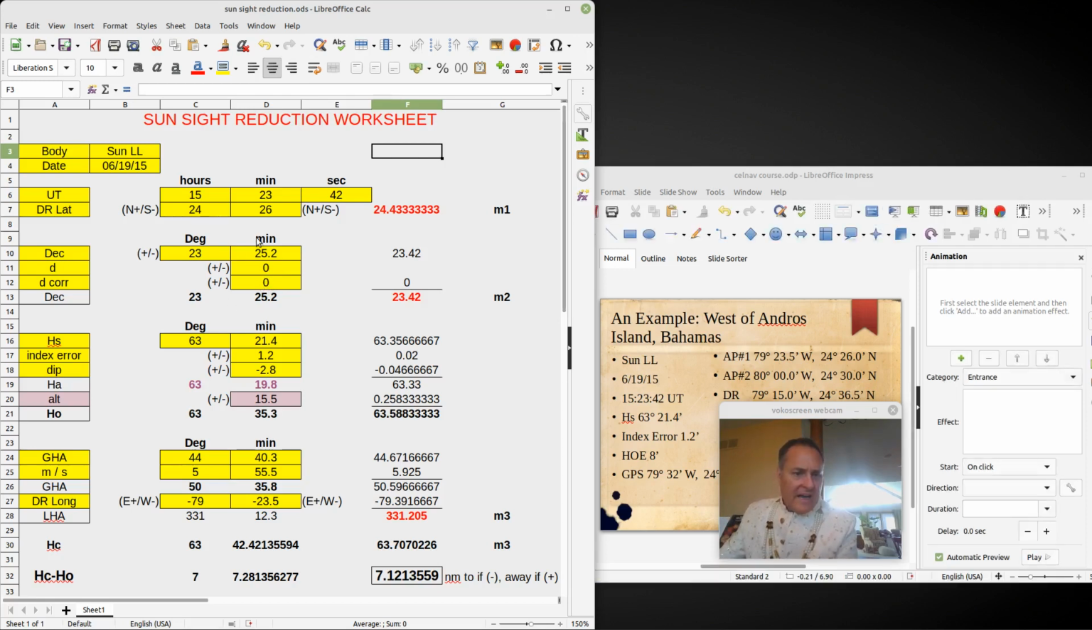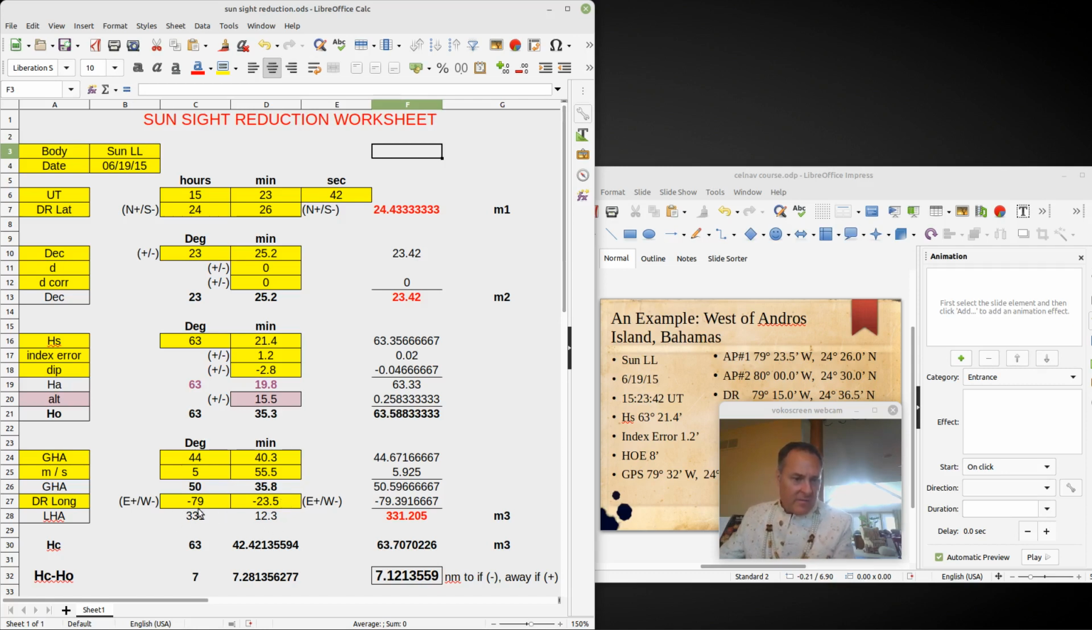Now, when I add all these up, I get 2325.2. When I add these up here, I get 5035.8. And you recall that the algebraic sum of the Greenwich hour angle and the longitude gives us the local hour angle. So this is a calculated value.